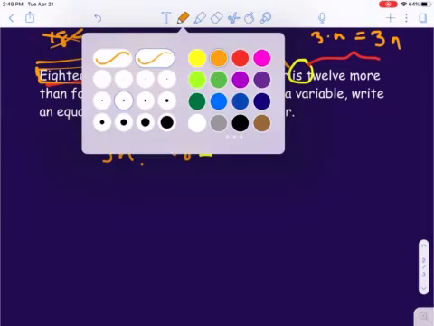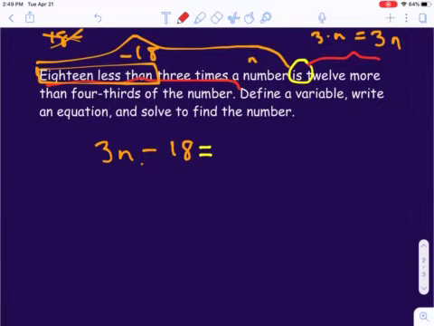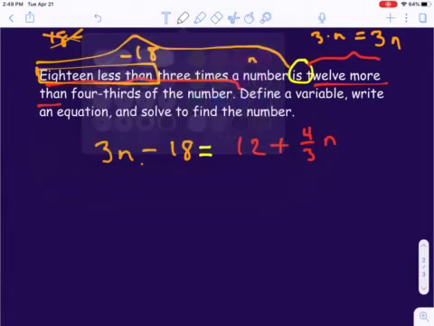Now, let's go over to the right side of the equation. It is 12 more than, and 12 more than is pretty easy to write. That's just 12 plus, because whatever you have, you're adding 12 to it. And then 4/3 of the number, so the fraction 4/3, and then the number n. So now we've got our equation written up. And yeah, it's got a fraction in it, which most of us don't really like, but let's not freak out about it, and let's see if we can work through it.